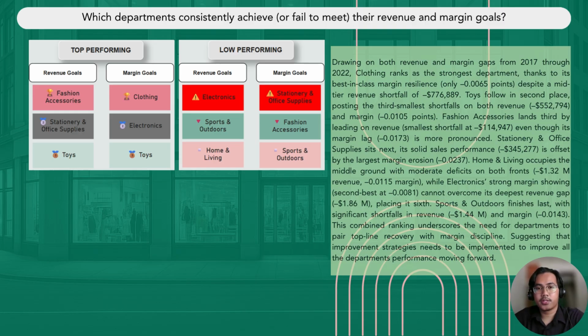Despite the underperformance of every department in total from 2017 up until 2022, we have also determined that the store is not a lost cause. With proper strategies and planning, the department store's performance could be improved moving forward and recovering from the impact of COVID-19.